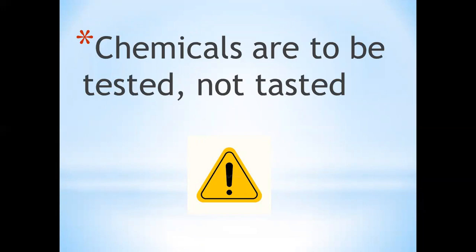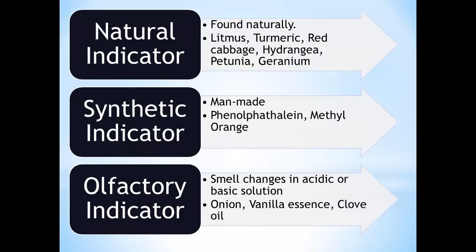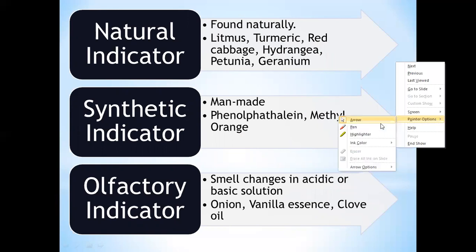Now, how to test that a given substance is an acid or a base without tasting it? For this, we need indicators. Indicators are substances which are used to identify the acidic and basic nature of a substance. Indicators are classified into natural indicators, synthetic indicators, and olfactory indicators.